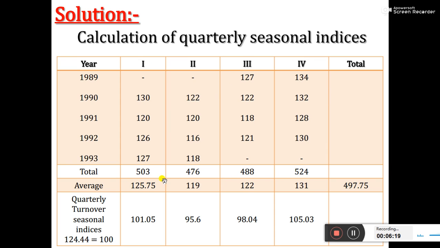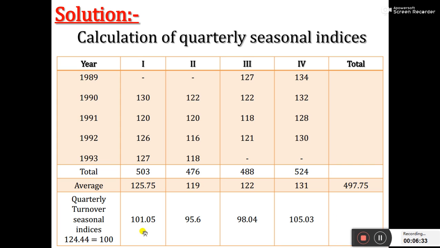So total is this. So average of this one is 125.75 because this is divided by 5, and this is divided by 5 is 119 like that, and total average is 497.75, and then quarterly turnover seasonal indices is 124.44, where 100 has been taken as the base.